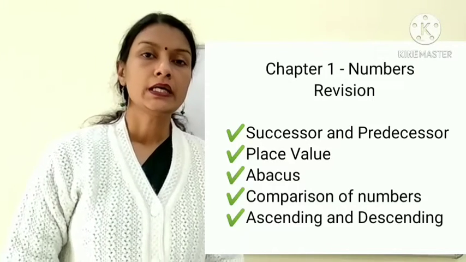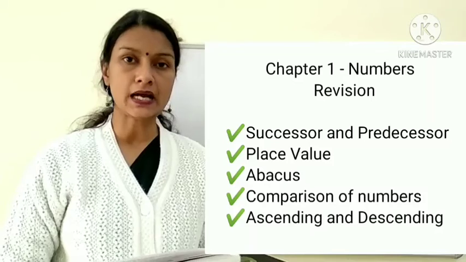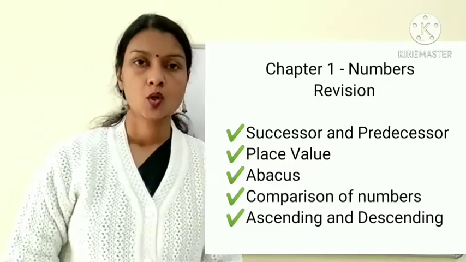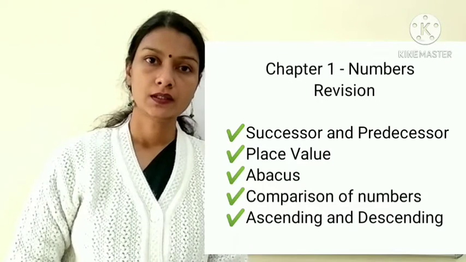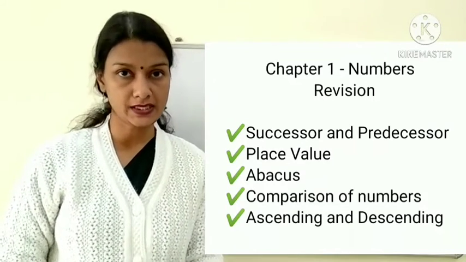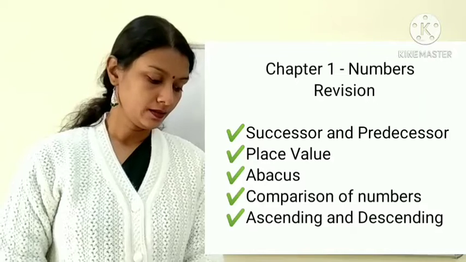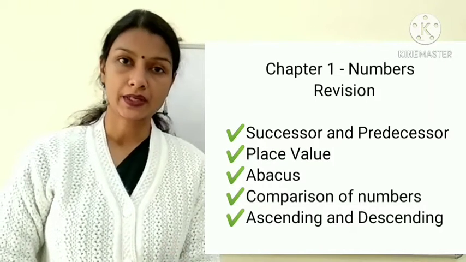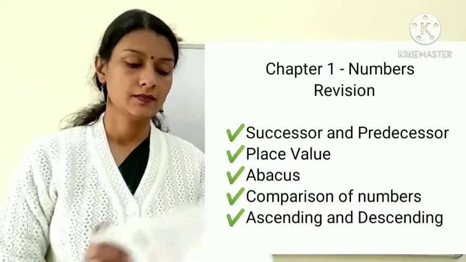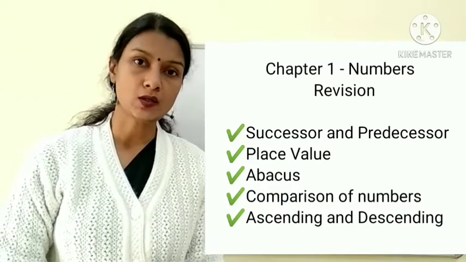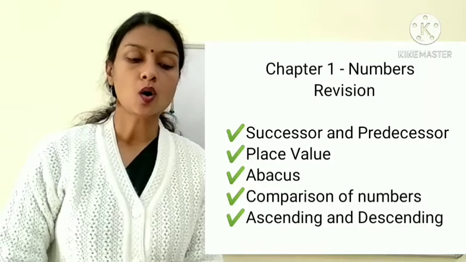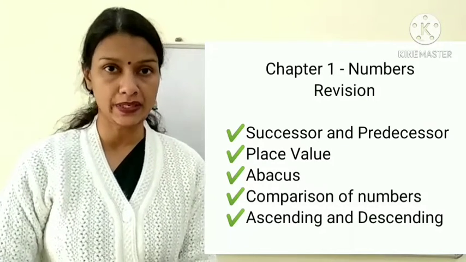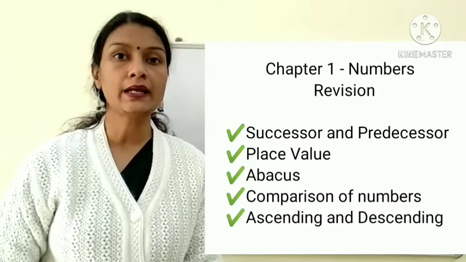So children, here we completed our revision of chapter 1 numbers. What all things did we cover? Successor and predecessor, then place value, abacus, and comparison of numbers. All the exercises given in your book, please do them as practice at home and be prepared for your examination.